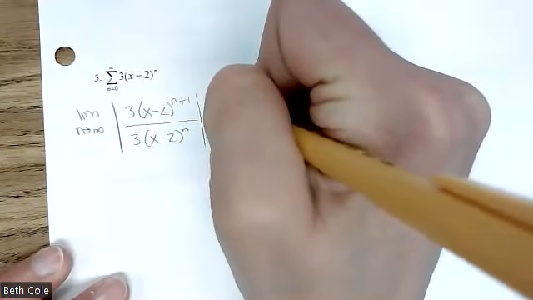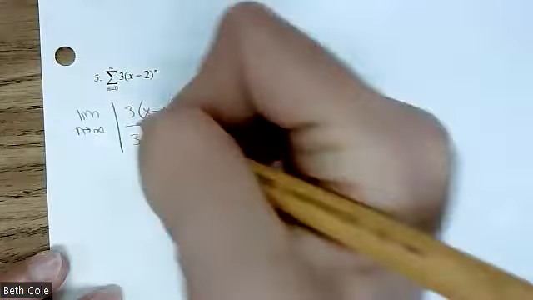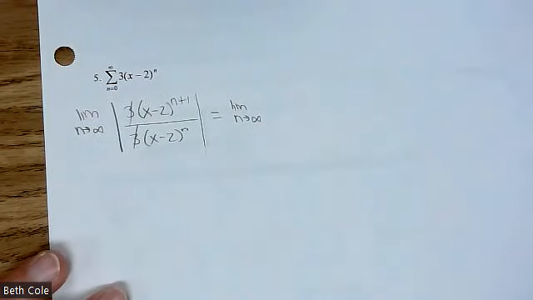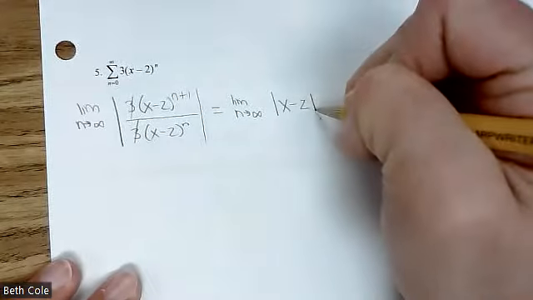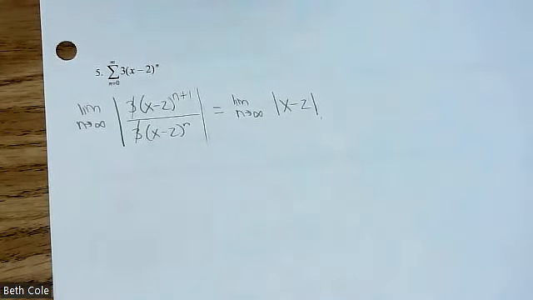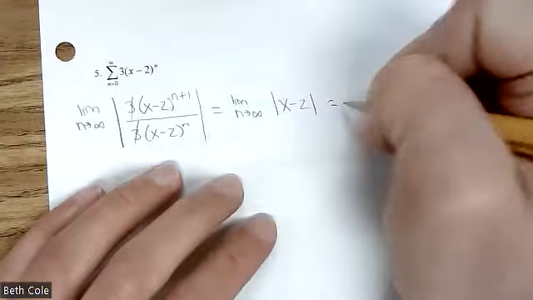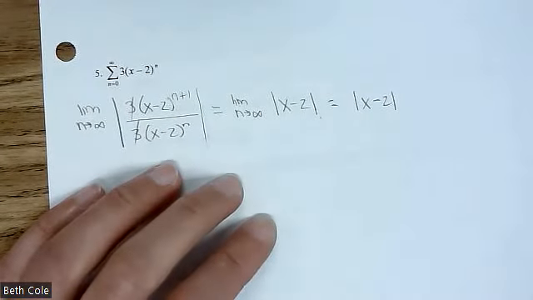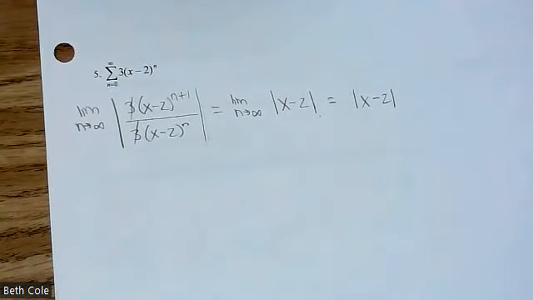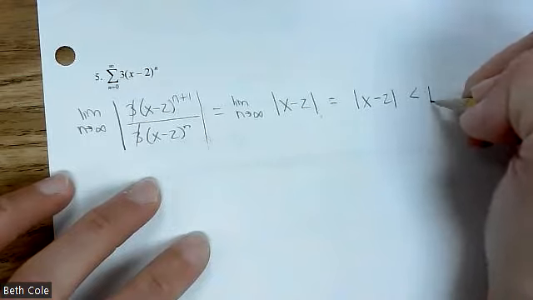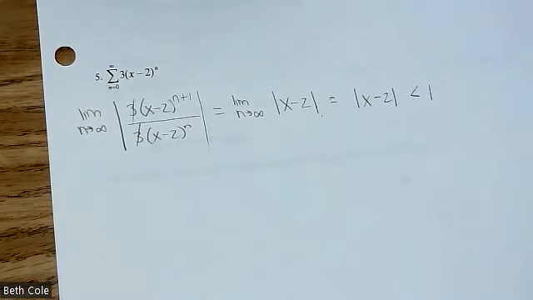So what's going to cancel here? Yeah, the 3's are going to cancel. And then all of the x minus 2's, except for one of them. Yeah, so that's all you've got. So then you would evaluate the limit. Its limit is n goes to infinity. And there aren't any n's. So it's just going to be absolute value of x minus 2. Like all the n's were gone. And then that needs to be less than 1. That's what the ratio test says. It has to be less than 1.